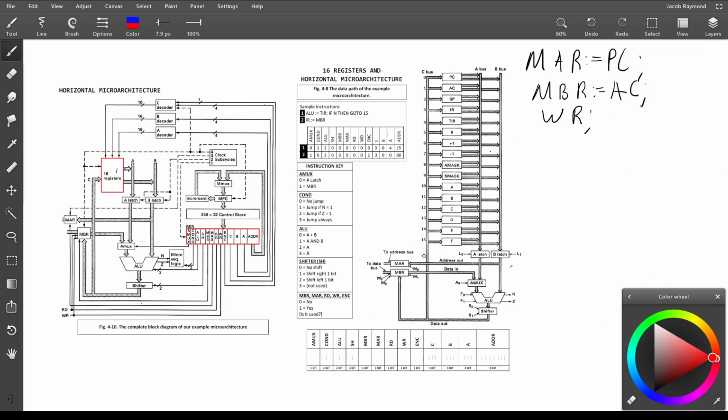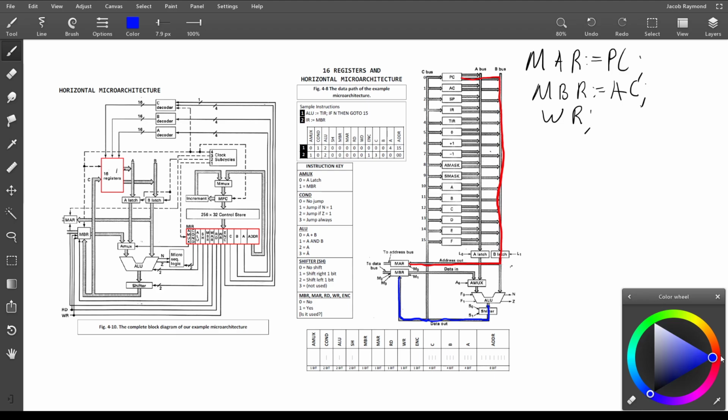Let me redraw that other line. All right. Yeah, so it's not going to come up from here. That's just not going to actually do anything. So we have to come all the way back here, through the shifter, through the ALU.